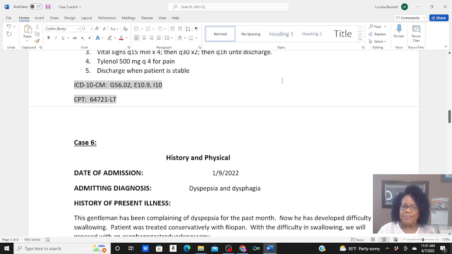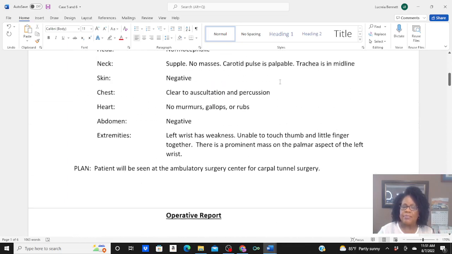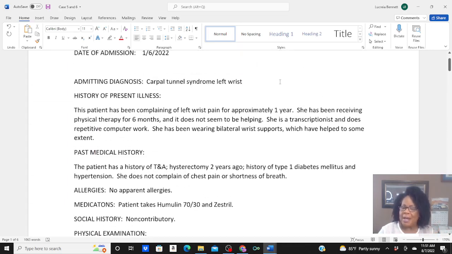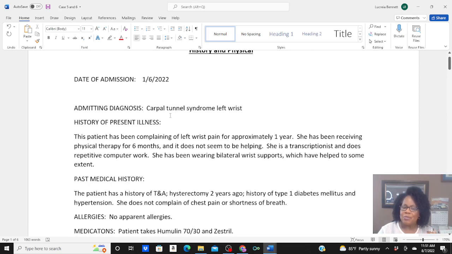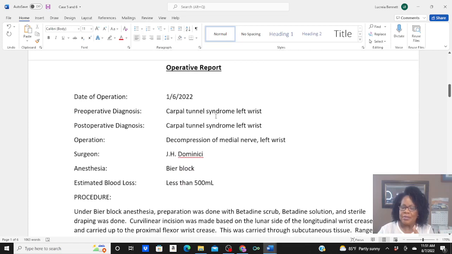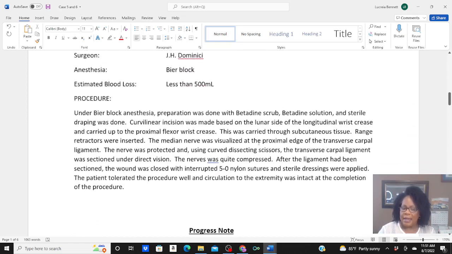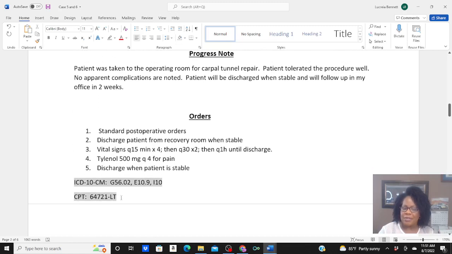Hopefully you caught that. And in the first case, when the patient had the carpal tunnel syndrome, with carpal tunnel, it is a repairable condition. So make sure with carpal tunnel that you identify that they did have the procedure. Here it is, decompression of the median nerve of the left wrist. And when I coded my procedure code, I made sure to identify that it was of the left wrist.